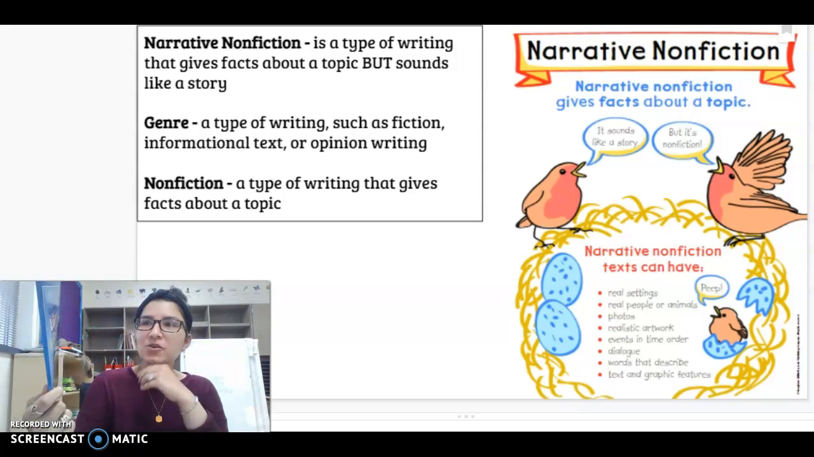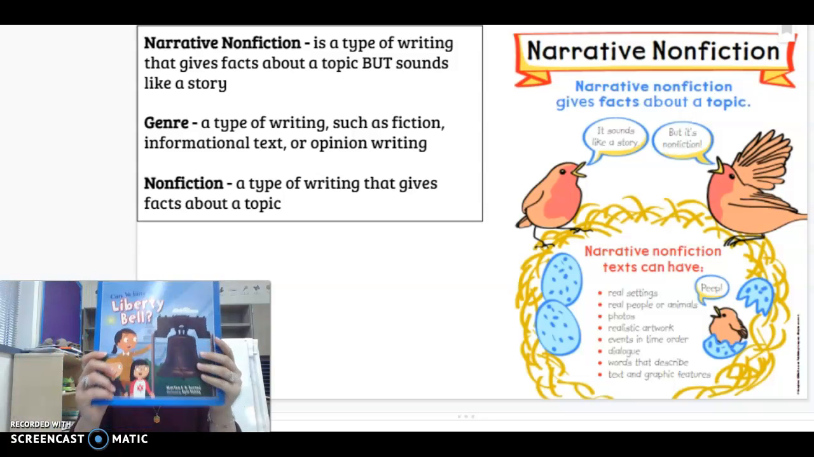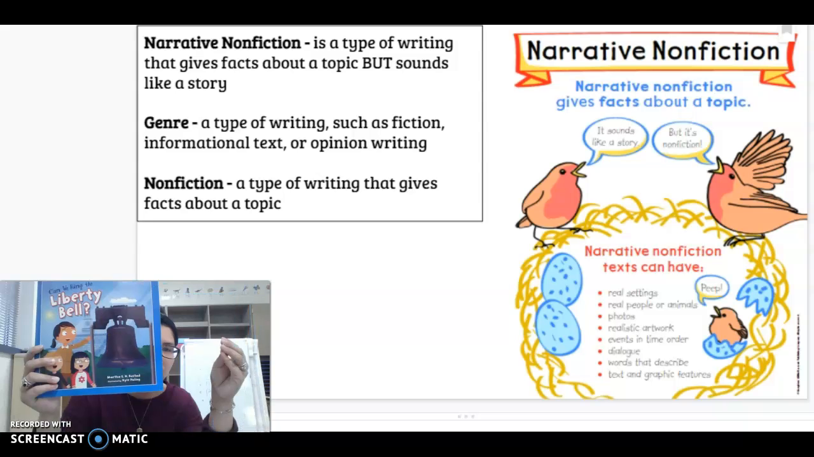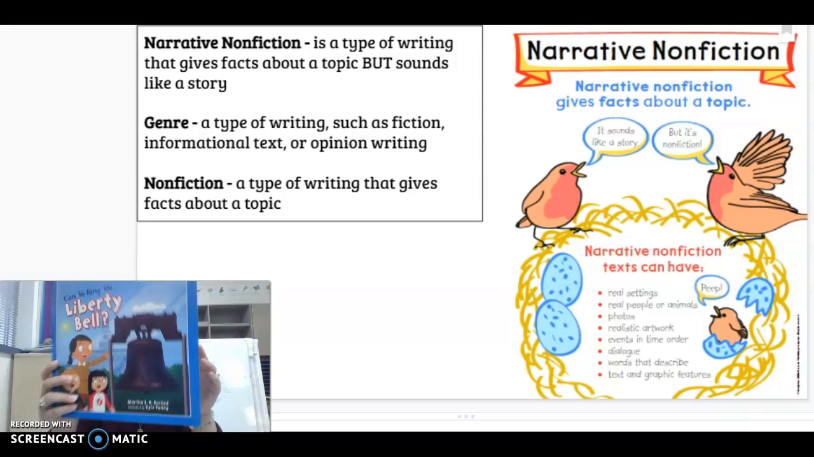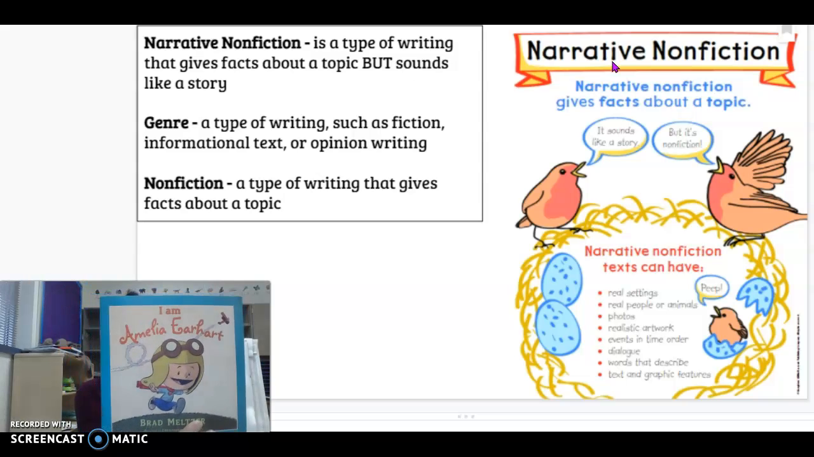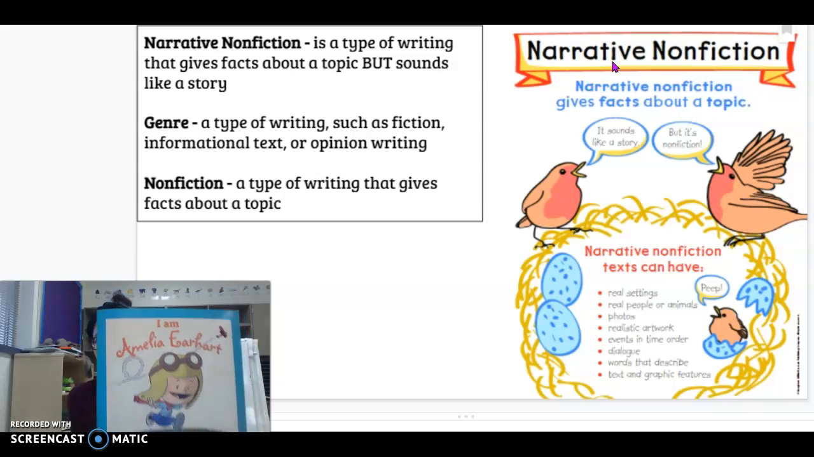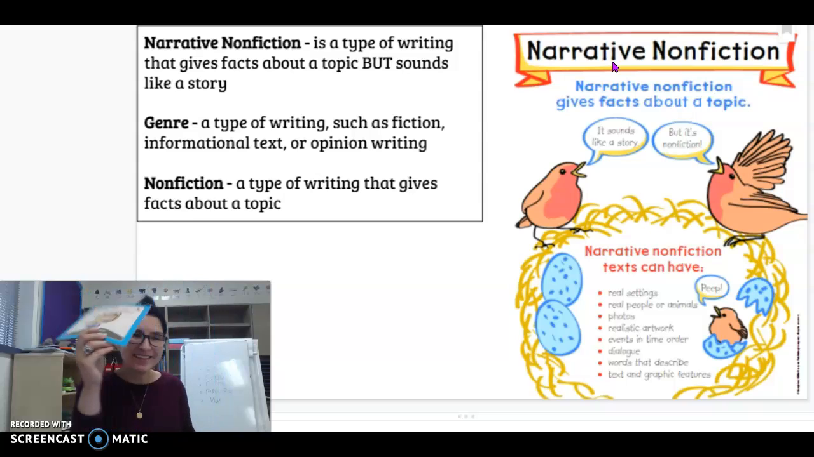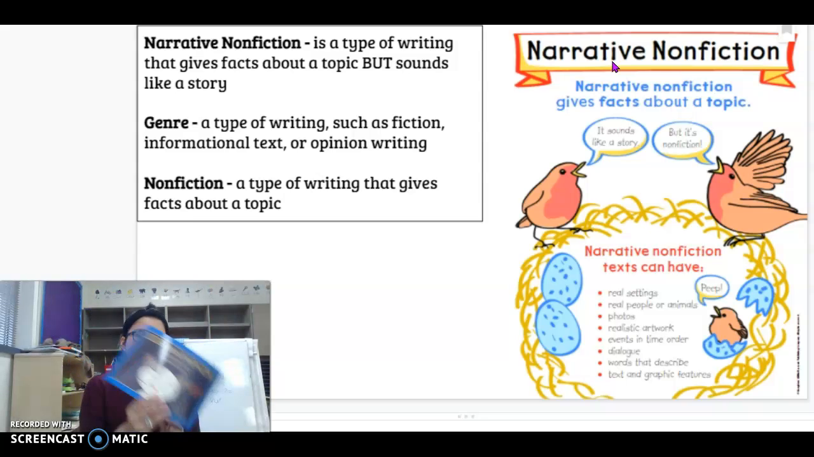right? So the story, Can We Ring the Liberty Bell? You were learning real information, real facts about the Liberty Bell. But the author wrote this story in a way to really entertain you. So you're learning real information, but it was done in a story-like way, okay? So same thing with the story, I'm Amelia Earhart. It's a narrative nonfiction. You were learning real information about Amelia Earhart, but it was done in a storytelling way. Same thing with Oscar and the Moth, narrative nonfiction.